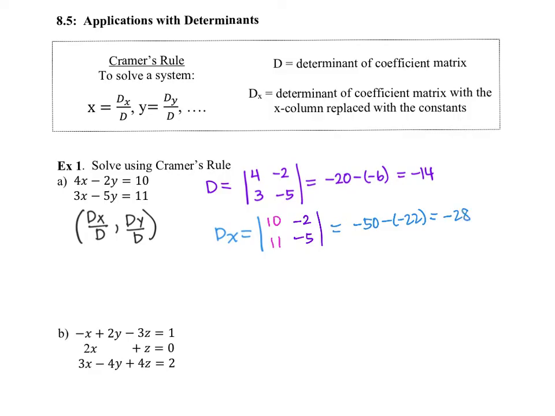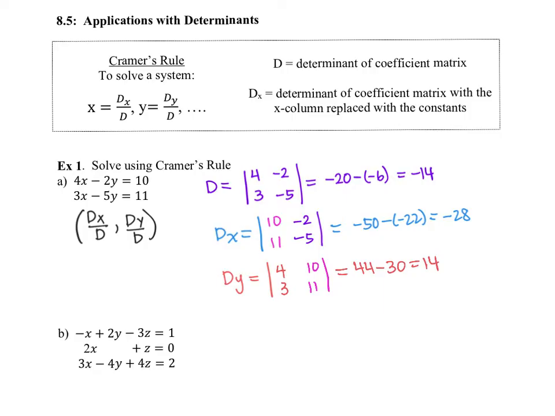Okay, and then the last thing I want to calculate is dy. Okay, for dy, I'm going to use the coefficient matrix again, but this time I'm going to replace the y column with the constants. So it'll still be 4 and 3, but instead of using the negative 2 and negative 5 for the y's, I'm going to replace that with the 10 and the 11. Okay, so 44 minus 30 is 14. Okay, so I found all the things I need to calculate the answer.